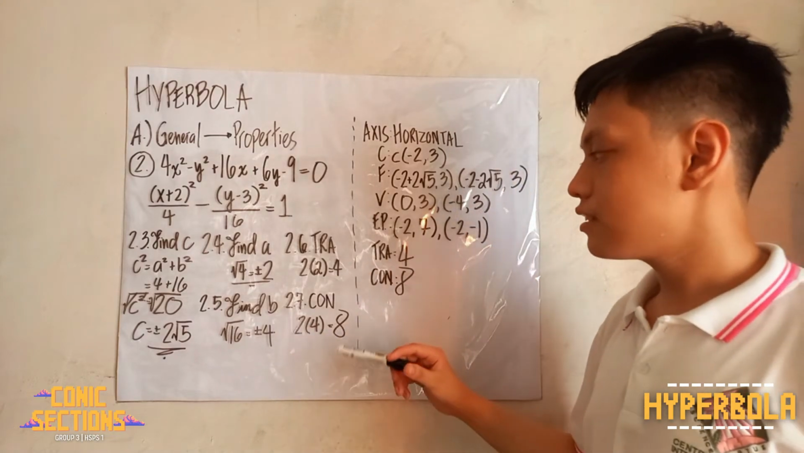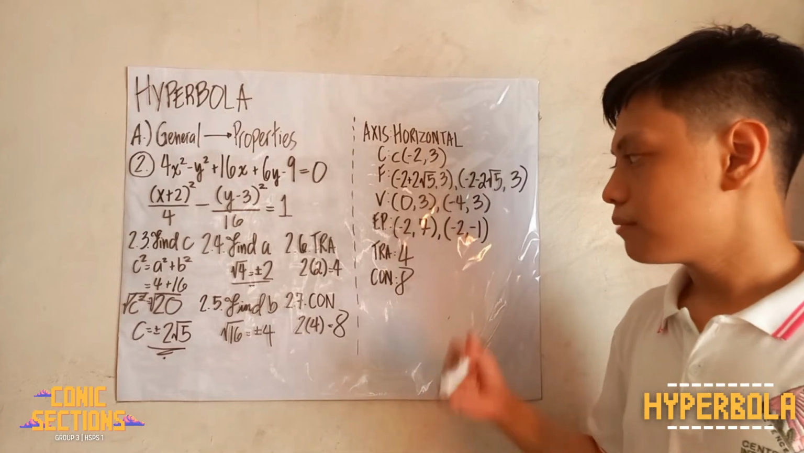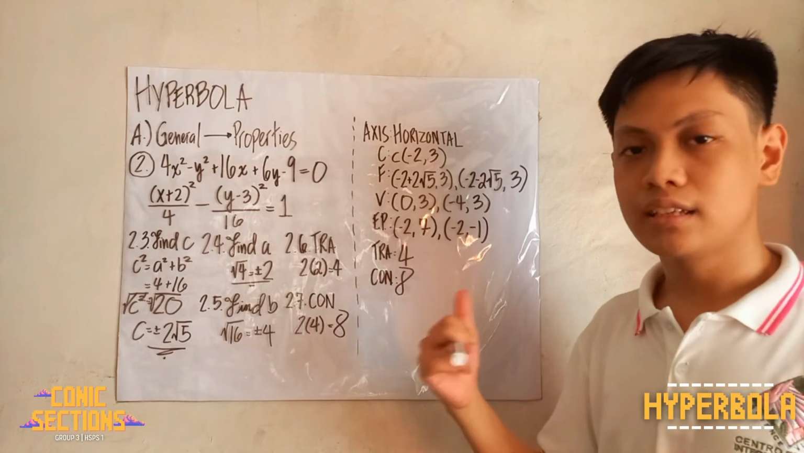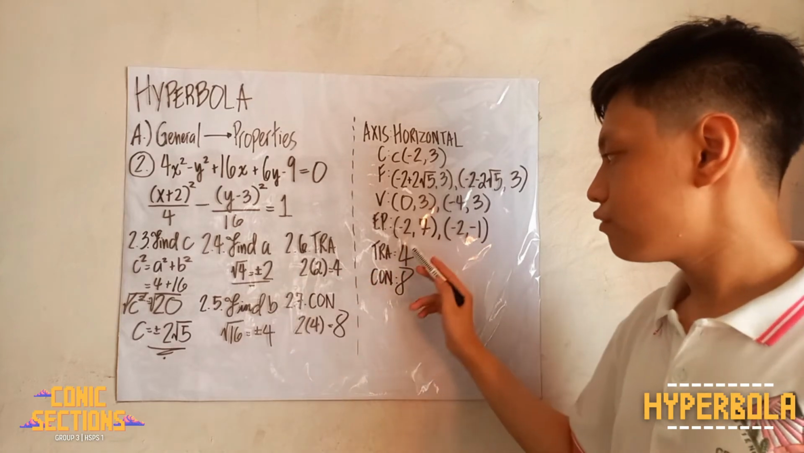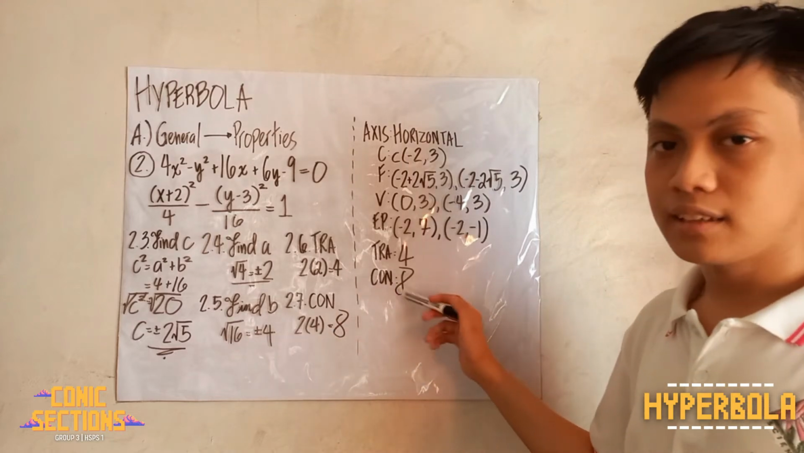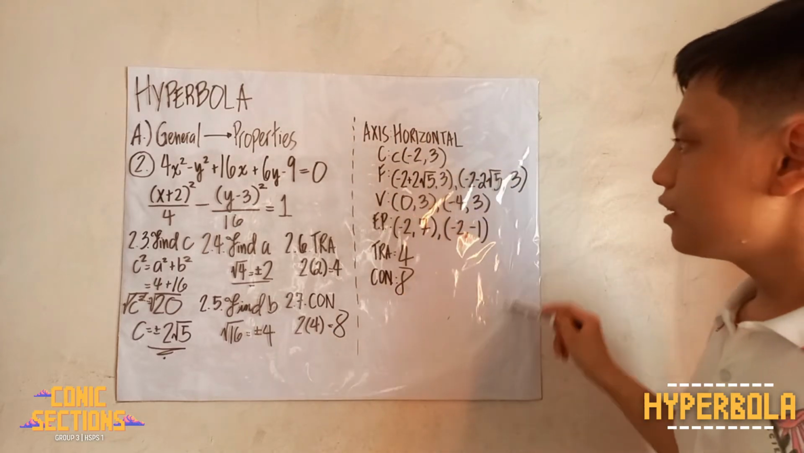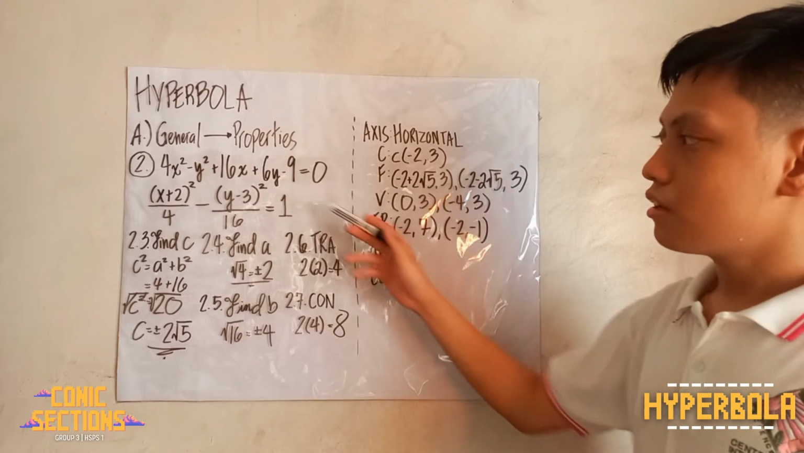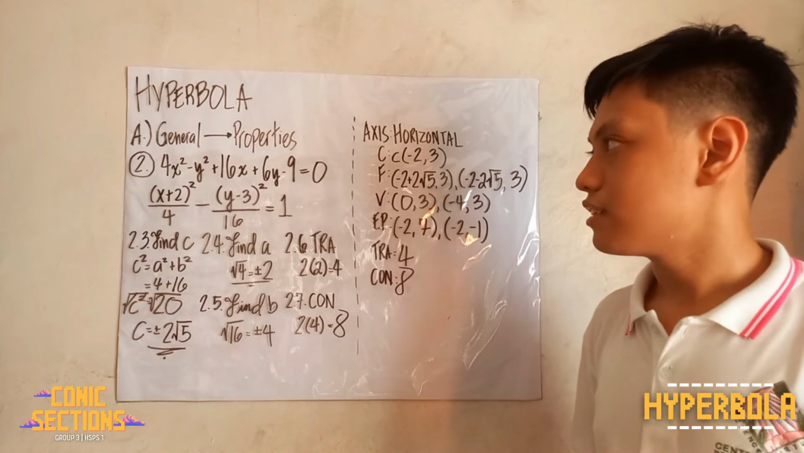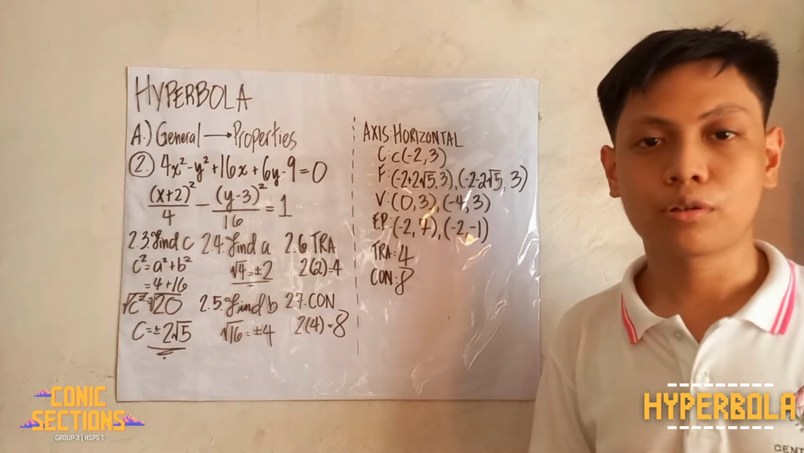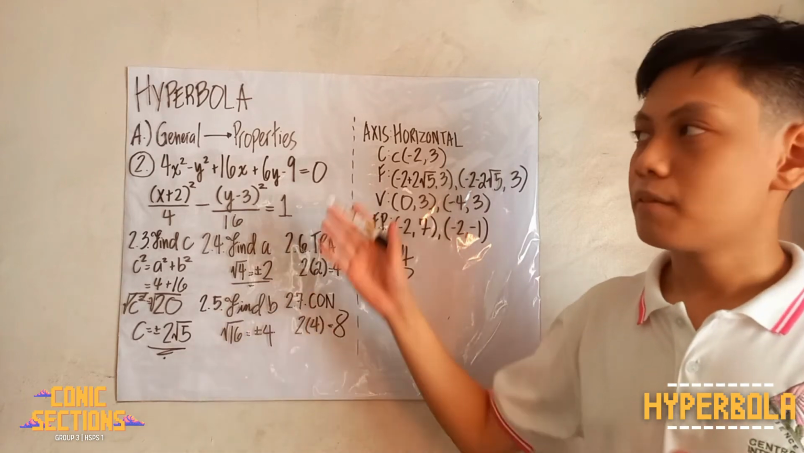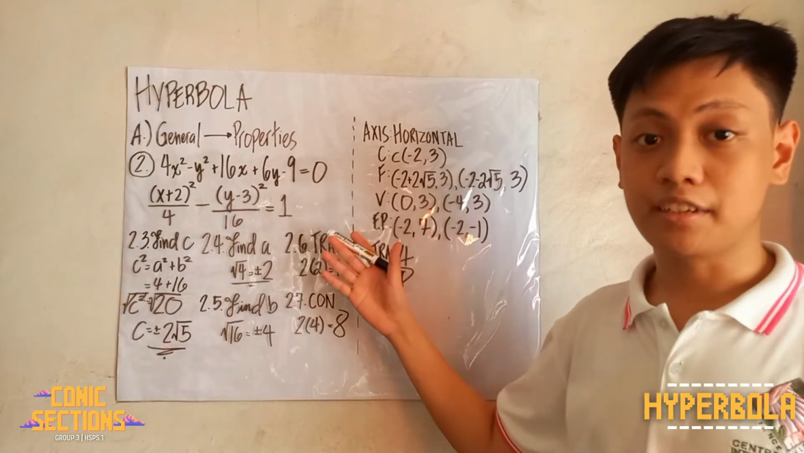For the transverse axis and the conjugate axis, you again multiply the values you found for a and b by 2. So 2 times 2, you have 4, and 2 times 4, you'll have 8. And these are the properties of the hyperbola that we started with as a general equation. And we'll be moving forward towards part B, which is solving for the properties this time to the general equation.